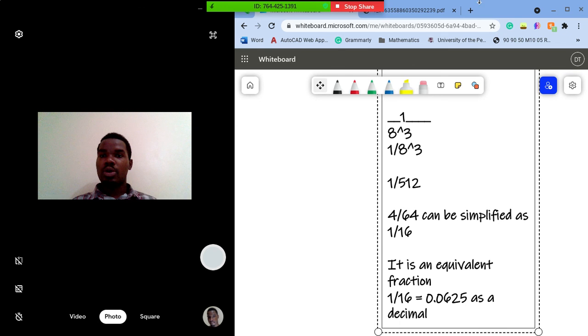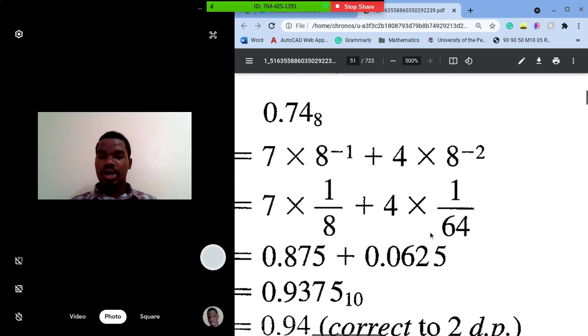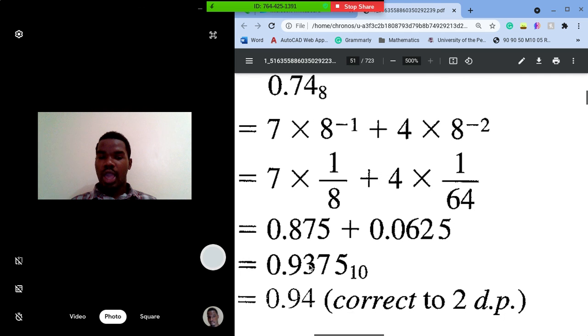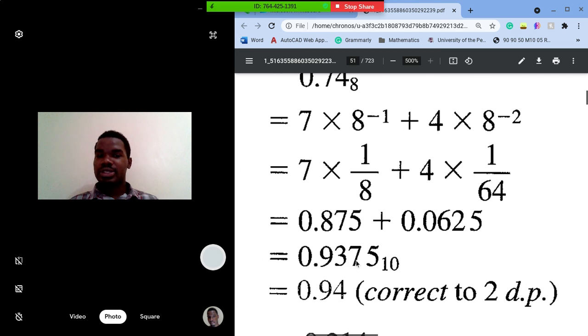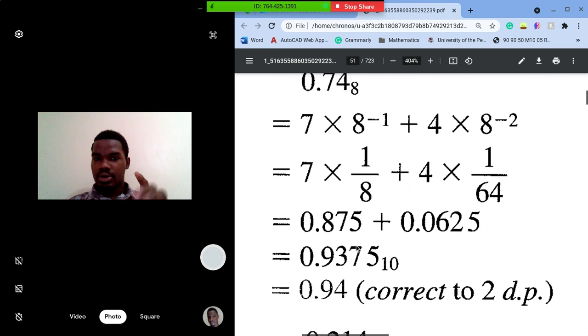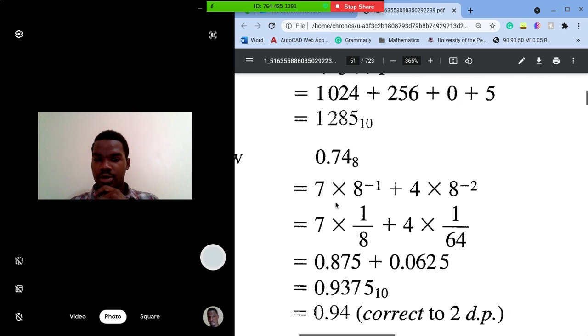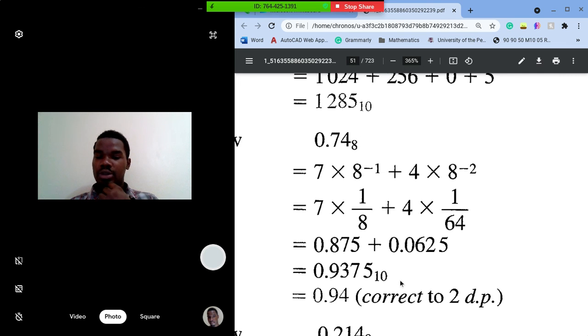0.0625. So once we've done that now, we're gonna just add those two numbers together, and when we add them together, you must get a decimal number which is a bit larger. Alright, so we got 0.74 as our base 8, therefore our answer must be 0.9375 in base 10, and you typically round it to 2 decimal places. Clear, everybody?